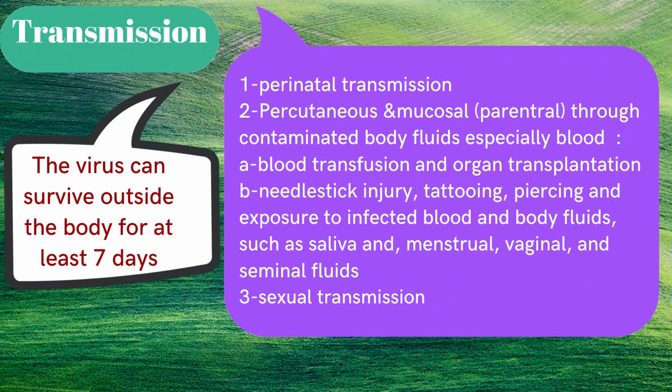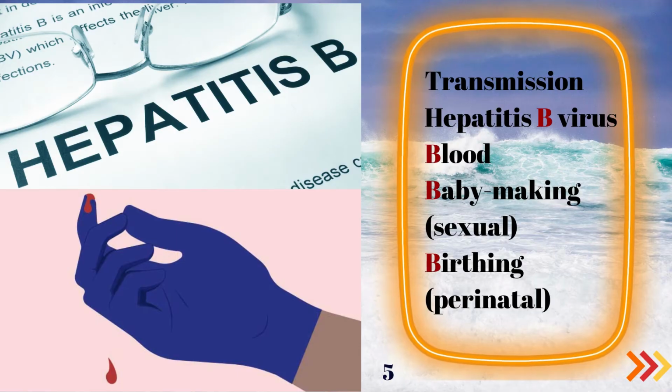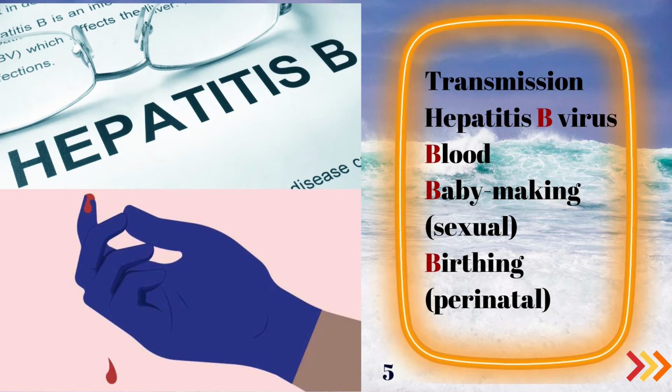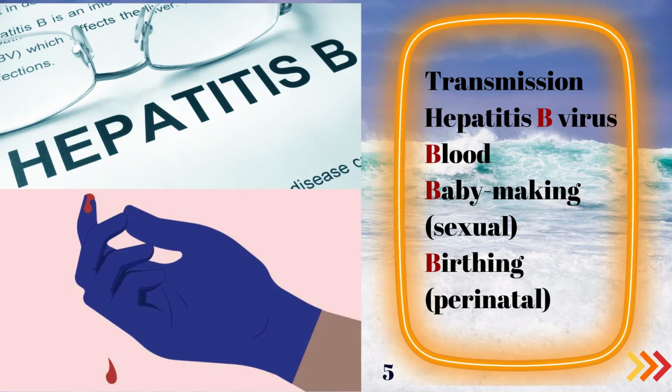For this, we can say transmission of hepatitis B virus has 3 B's: blood, baby making, either sexually, and birthing, during the perinatal period. This is the 3 B's of the virus: blood, baby, and birthing.